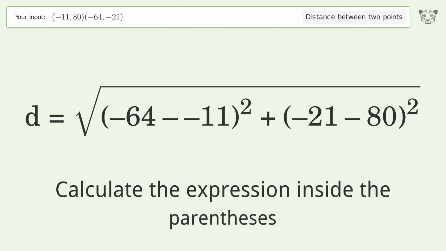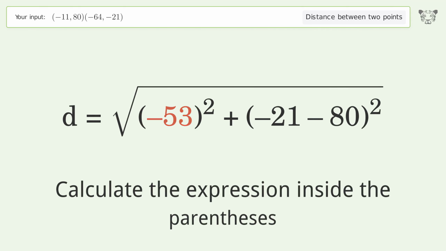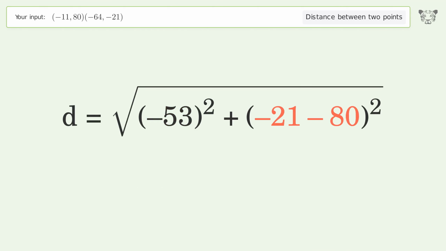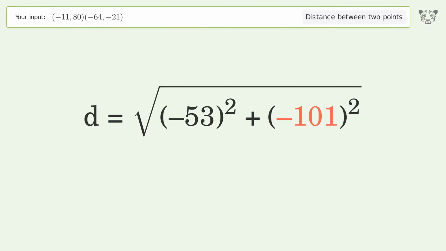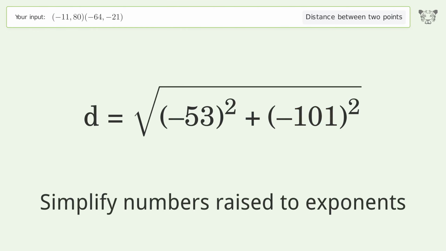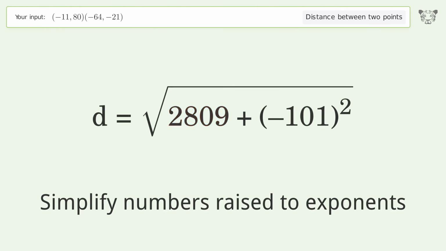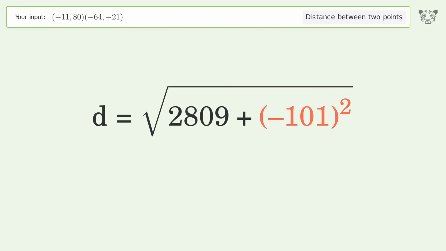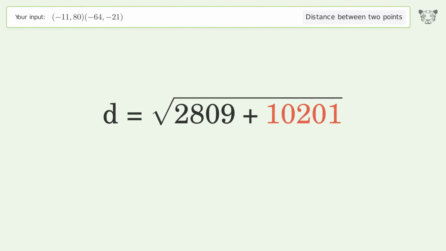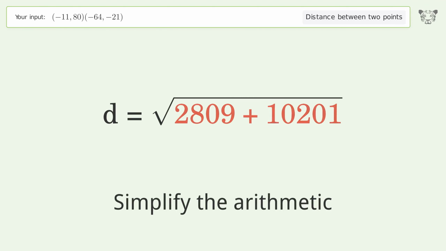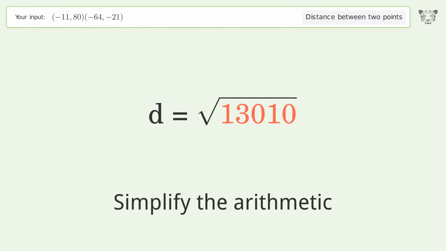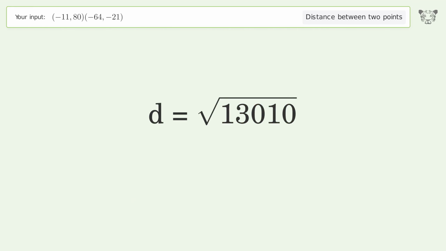Calculate the expression inside the parentheses. Simplify numbers raised to exponents. Simplify the arithmetic. And so the distance between the 2 points is the square root of 13,010 or 114.061.